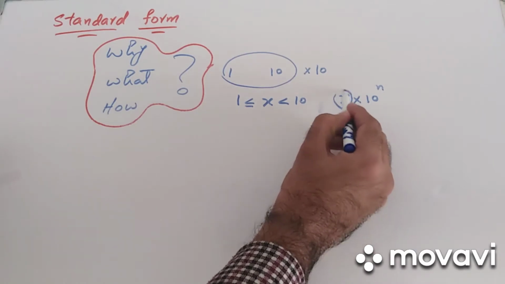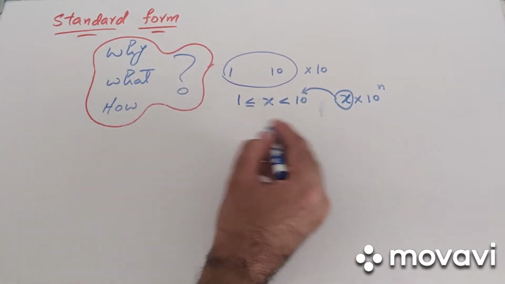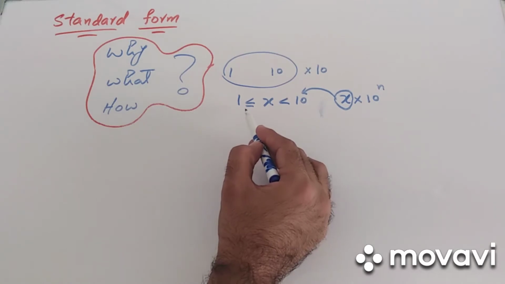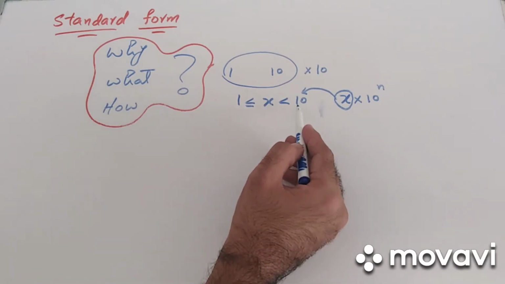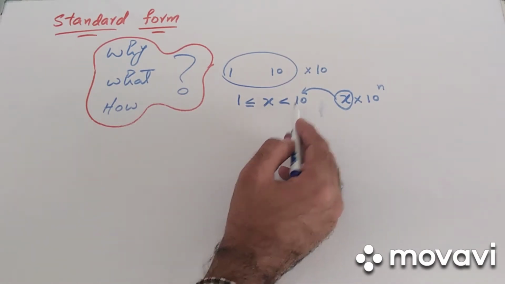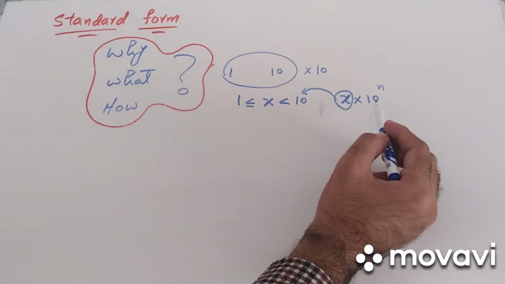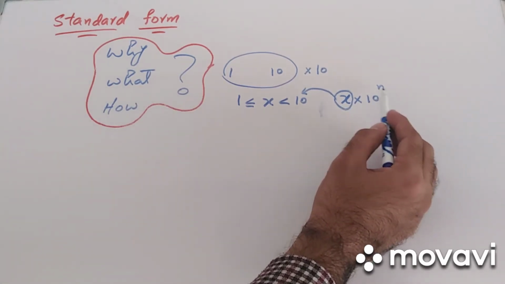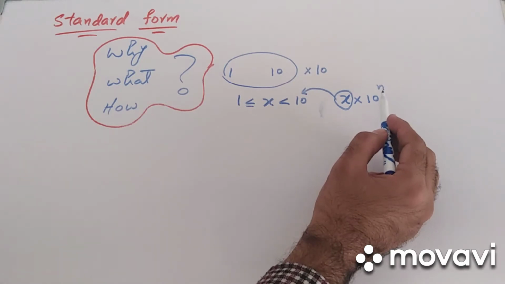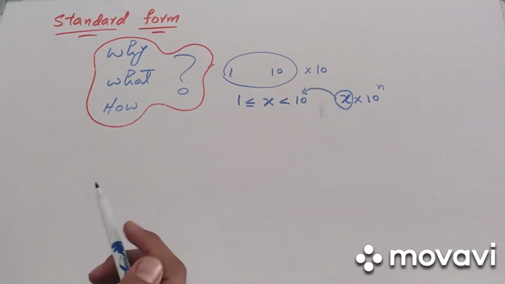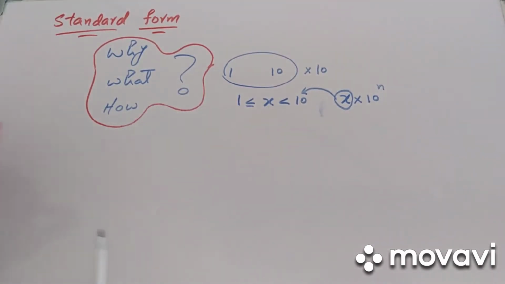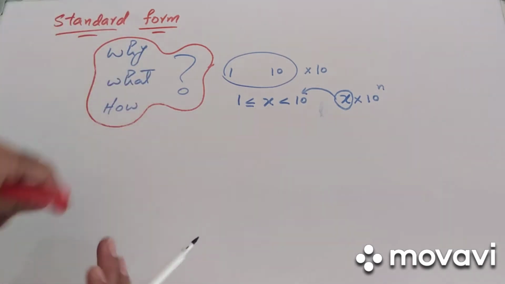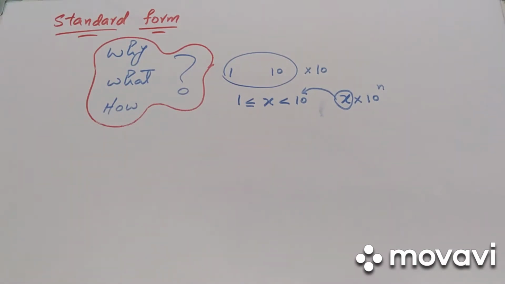So x should be a number between 1 and 10, including 1. It might be 1, 1.1, 1.2, 1.07 up to 10, but you don't include 10. It should be less than 10, and this is multiplied with a power of 10. That power should be an integer, so it can be a positive or negative whole number. In short, that is the standard form. The next question is, how do we find the standard form? That's what I have to explain in this video, so let's begin.